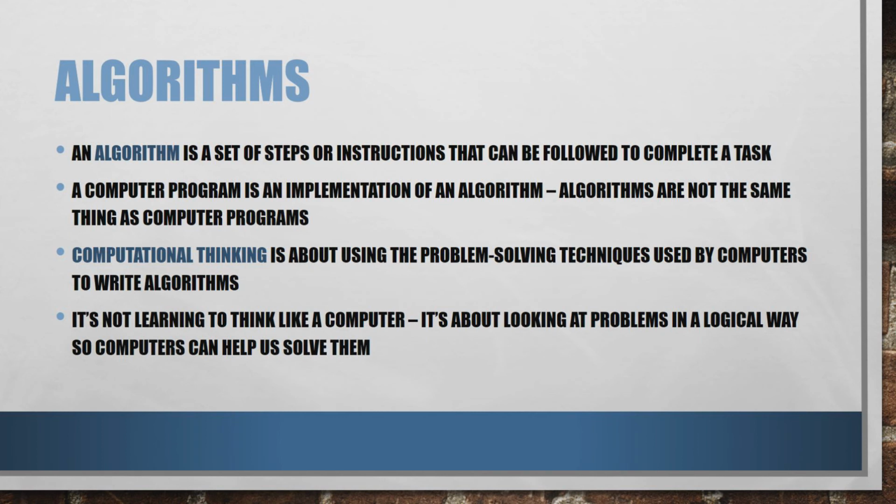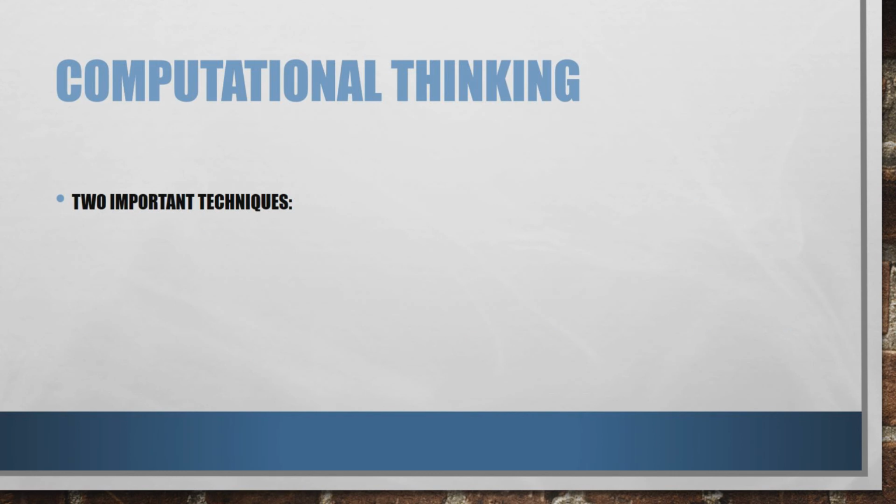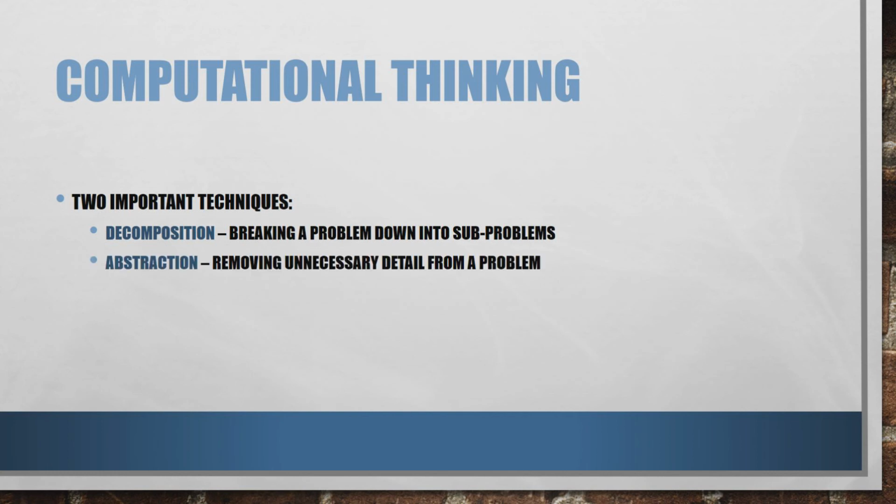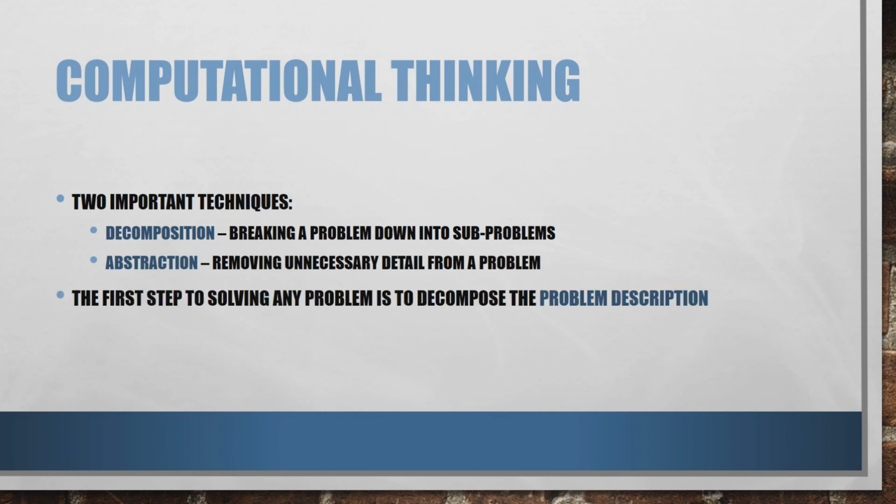Computational thinking is about looking at problems in a logical way so that we can use computers to help us solve the problems. There are two important techniques you need to be aware of when it comes to computational thinking. The first is decomposition, and that's very simply breaking down a problem into smaller sub-problems and then maybe more sub-problems within those, so that each problem is smaller, easier to understand, easier to come up with a solution for. And then there's abstraction, which is removing unnecessary detail from a program.